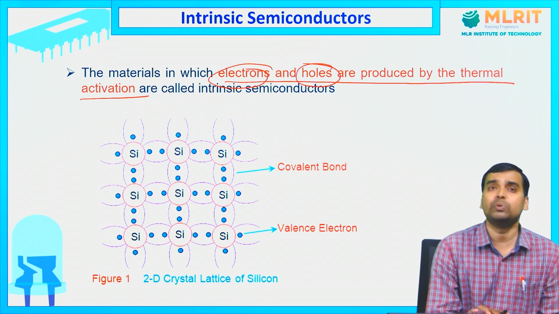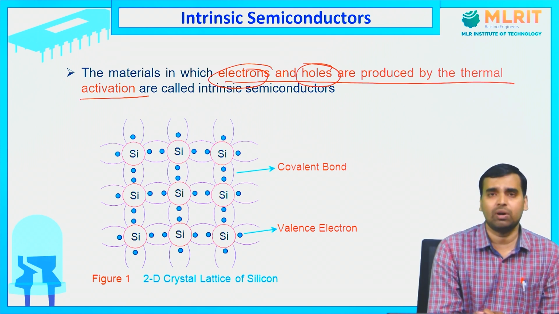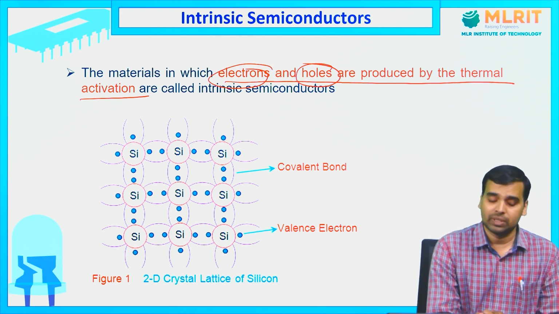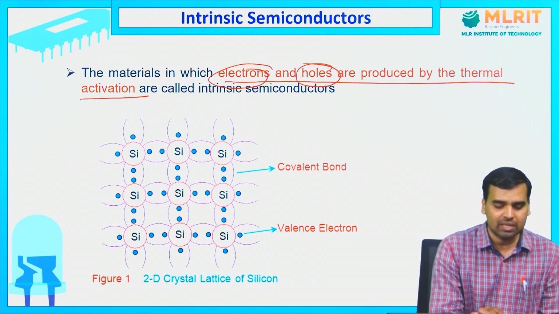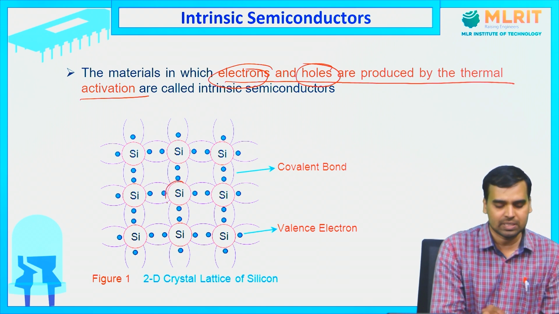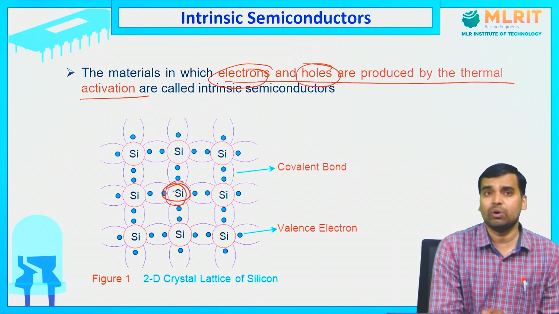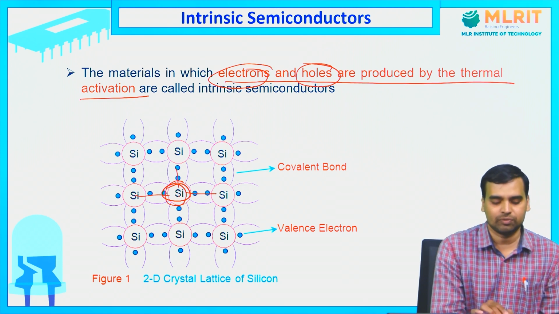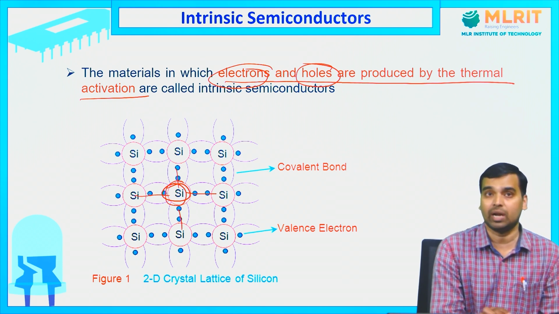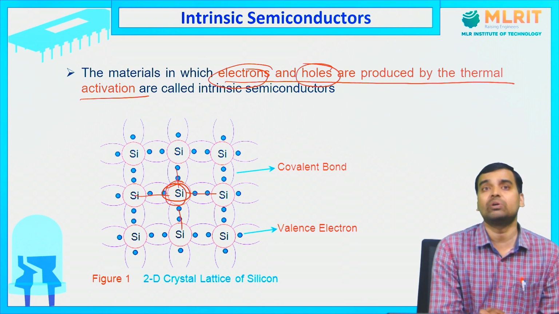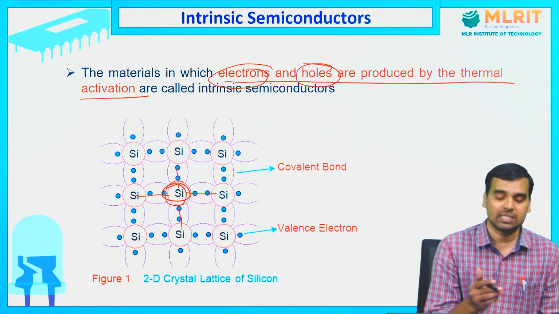When we consider pure silicon material, the silicon valency is 4, that is, silicon belongs to the 4th group elements. Each silicon atom has 4 valence electrons, so in order to get stability, each silicon atom, for example the central silicon atom here, makes 4 covalent bonds with the nearest silicon atoms, in such a way that the silicon atom gets stability.